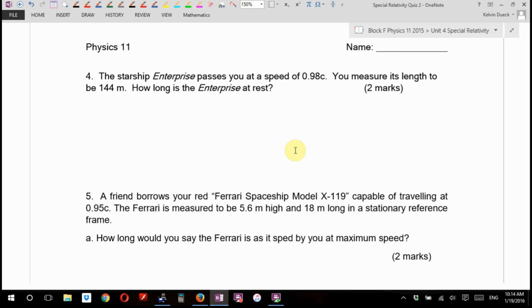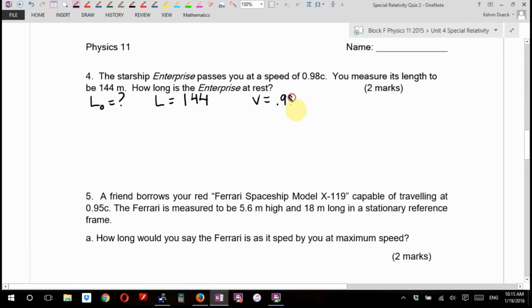So the Starship Enterprise passes you at a speed of 98% the speed of light. You measure its length to be 144 meters. How long is the Enterprise at rest? What's this question asking me to find? L0. Okay. So I'm going to go L0 equals question mark. And I guess the relativistic length is 144. And the speed is 98% of the speed of light.